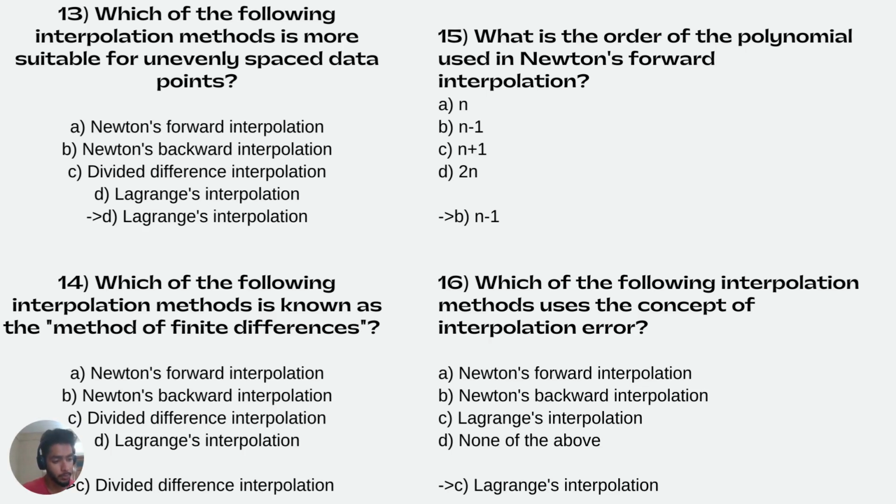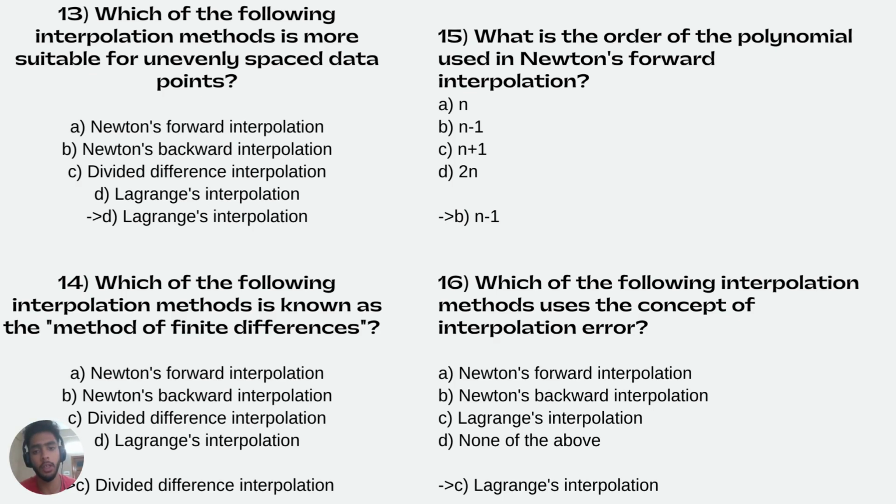Question number 14, which of the following interpolations is known as the method of finite differences? The divided difference interpolation is known as the method of finite differences. So C is going to be our answer. What is the order of the polynomial used in the Newton's forward interpolation? n minus one, because we move from top to bottom, first to second, second to third, that way. So yeah, it's going to be n minus one.